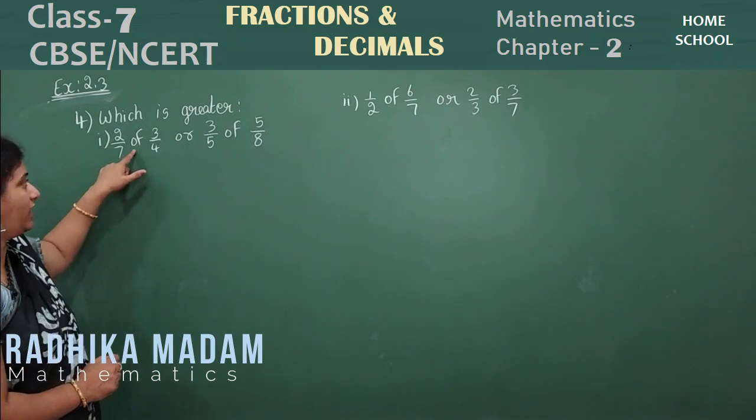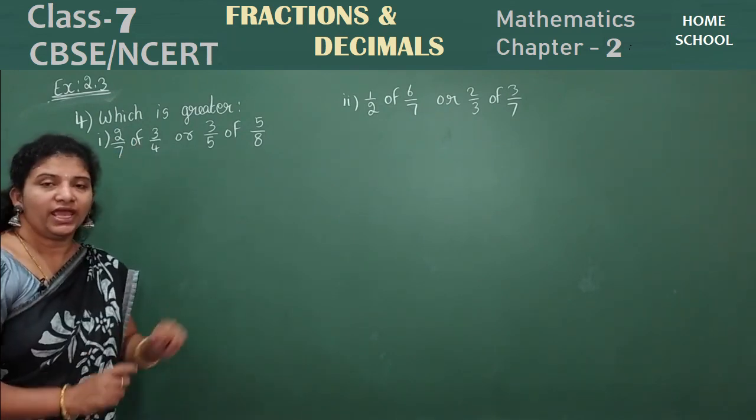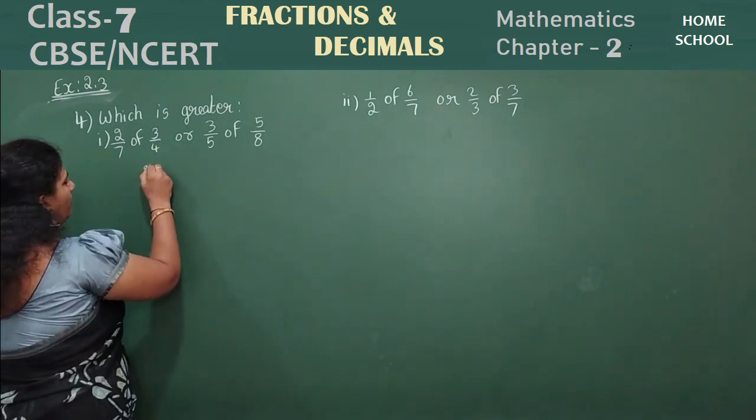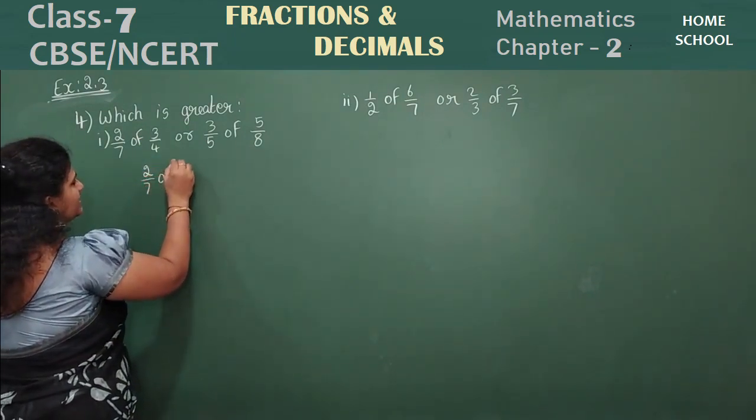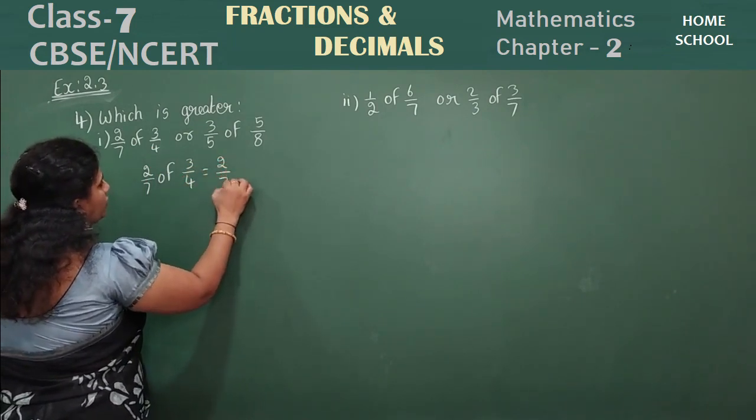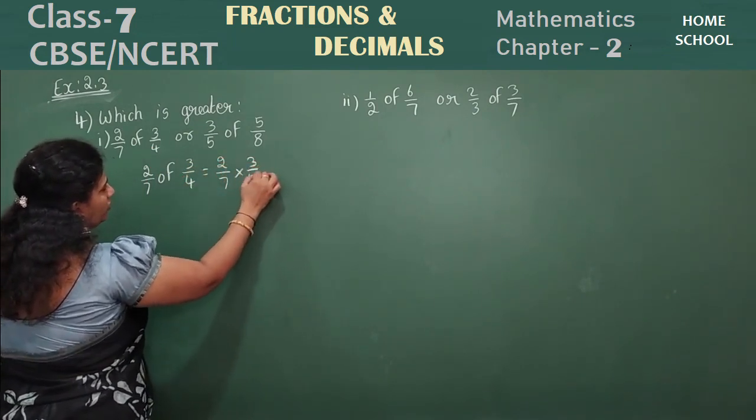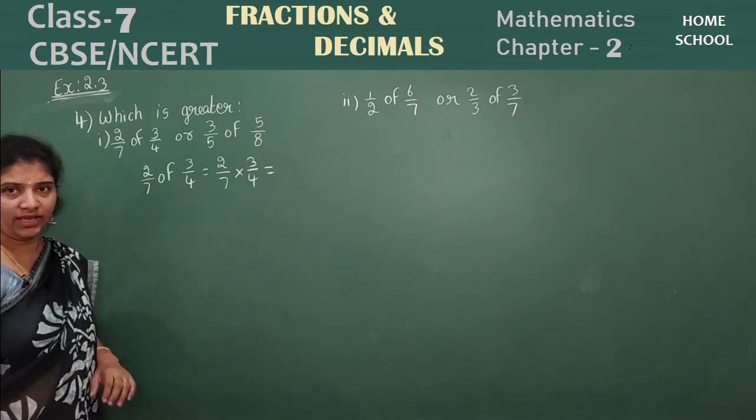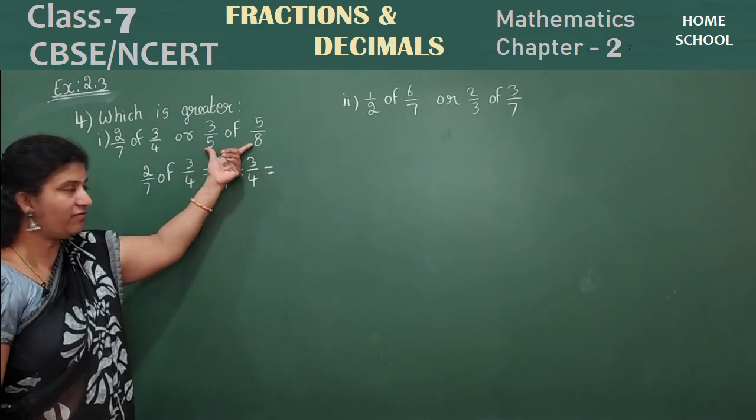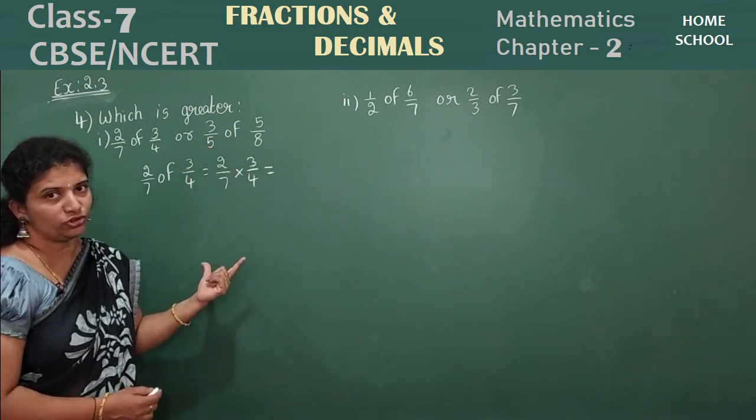2 by 7 of 3 by 4. If you have "of", what we need to do? We need to multiply. 2 by 7 of 3 by 4 equal to 2 by 7 into 3 by 4. Okay. So first let us simplify this set and then simplify the next set. Afterwards we are going to compare.